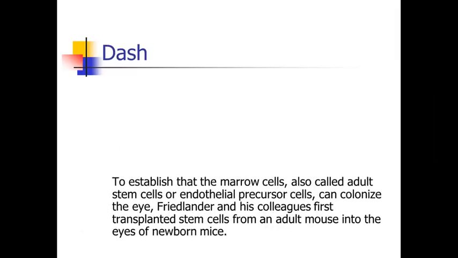And of course, if you use commas to separate that extra information in this second sentence, that's going to almost make this a run-on sentence. There's just too much going on in this sentence. There isn't an abrupt enough pause. So to establish that the marrow cells, also called adult stem cells or endothelial precursor cells, can colonize the eye, Friedlander and his colleagues first transplanted, it just becomes really long and clunky. So you need something more powerful to separate right there.